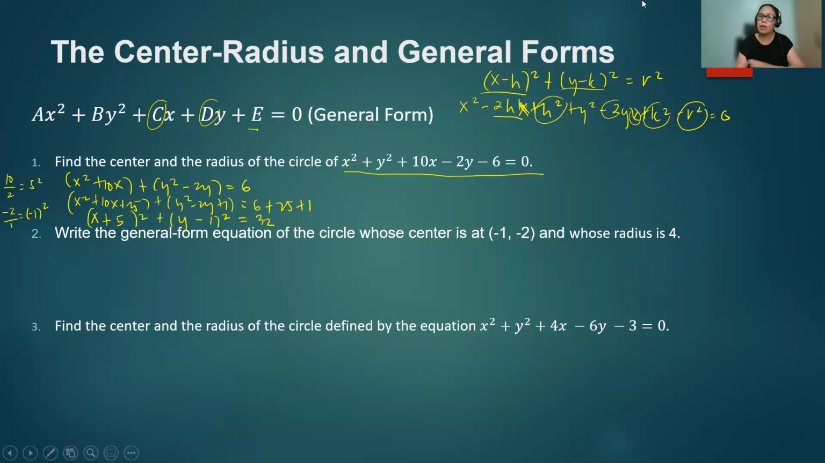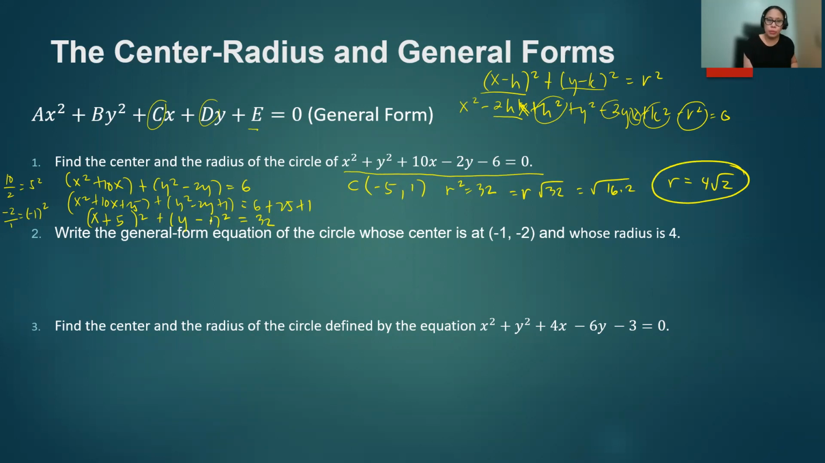So by inspection, the coordinates of the center is at negative 5, 1. And by extracting the square root of 32, because r squared equals 32, we get r equals square root of 32. We know that 32 has a perfect square factor, and this is equal to 16 times 2. So therefore, r equals 4 square root of 2.